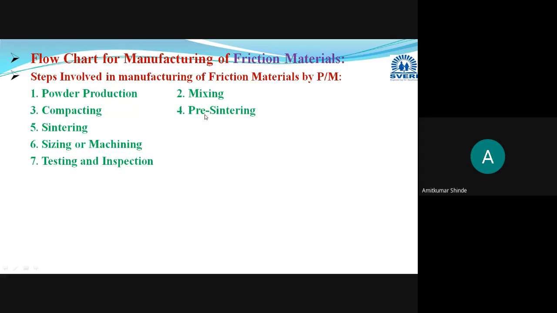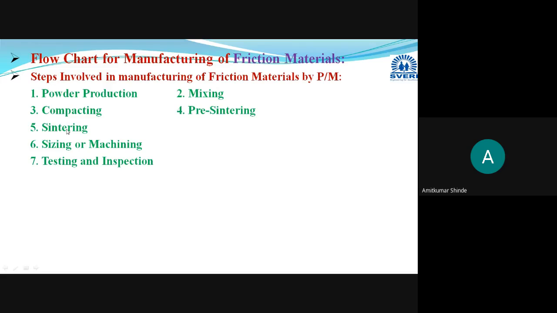And if this pre-sintering is there, then this pre-sintering operation to eliminate that oil will be performed at 400 to 450 degrees Celsius. Okay, and it will be performed for half an hour to 2 hours, depending on the amount or volume of powder used. Then after that, you have to go for sintering.